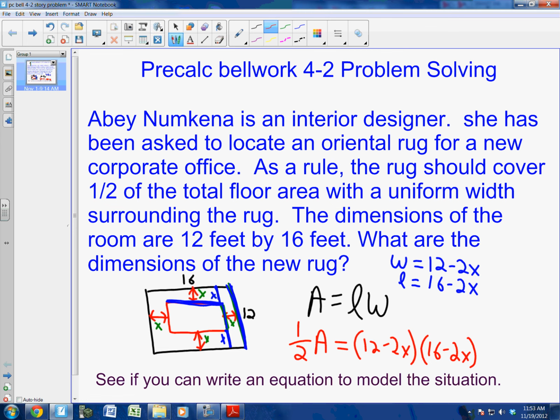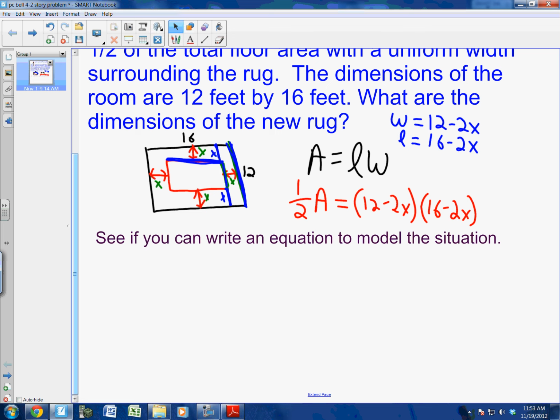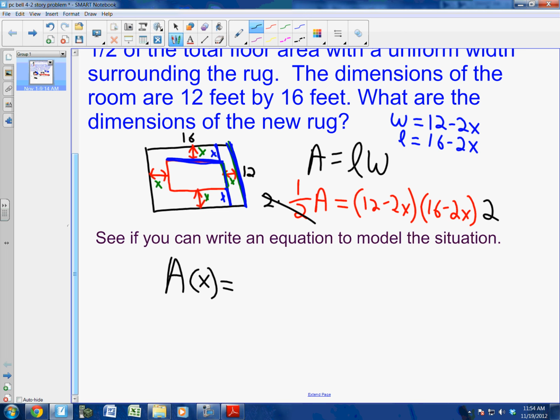All right, so now we're going to move up here. What can we do to this equation to get A by itself? Times everything by 2. They cancel out. So we have area. We could call it A of X, couldn't we? Area as a function of X is equal to 12 minus 2X times 16 minus 2X.